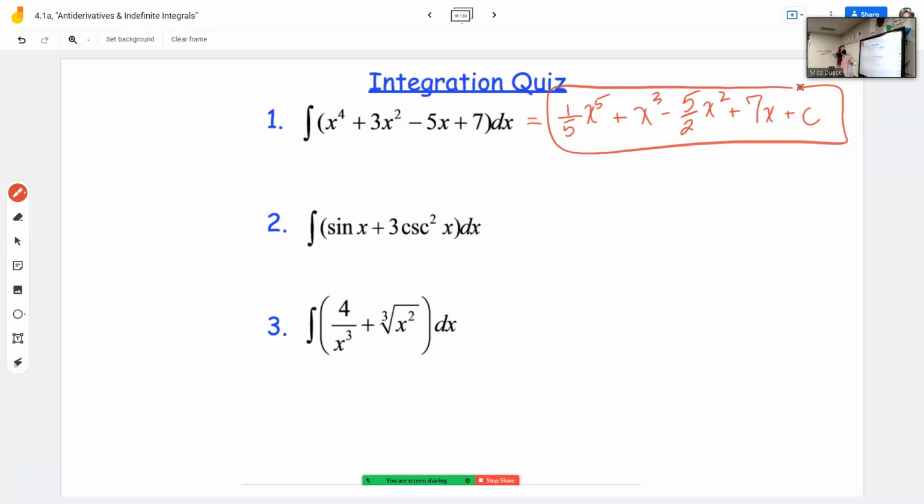Okay. Number 2, did you know your trig rules? Negative cosine of x minus 3 cotangent of x. The derivative of tangent is secant squared, so the derivative of cotangent is negative cosecant squared. Don't worry, because there were points for getting the basic one, and there were points for getting the harder one, right? It's out of 10 points, but you can get partial credit all over. What do we got? 1, 2, 3, 4, 5, 6, 7, 8. Plus C is 9. And I'll probably just give you a free point, 10. There you go. Sound good?